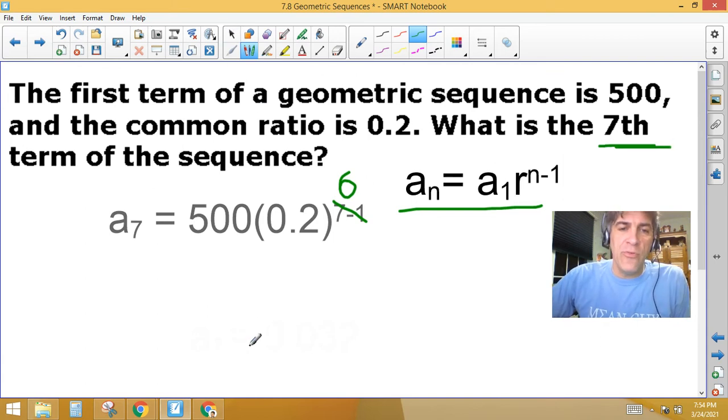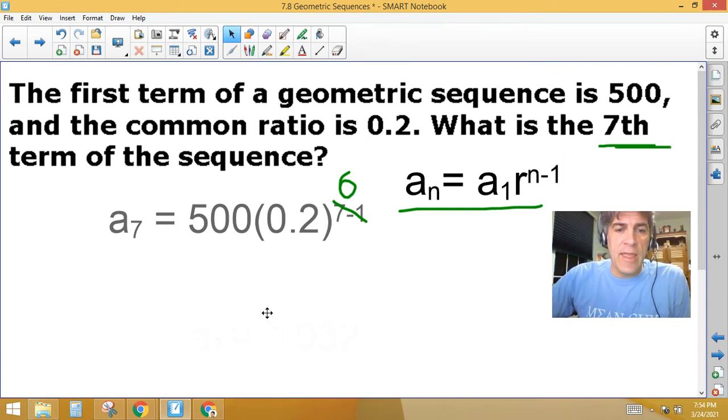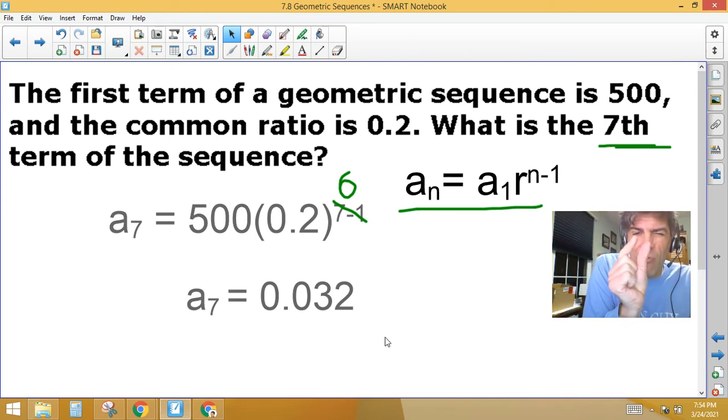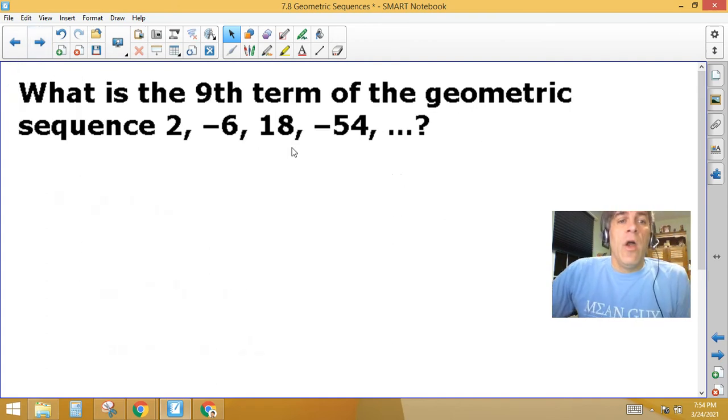I carefully compute this just like I did in the past, and I get a very small number, 32 thousandths. All right, 32 thousandths. That's the seventh term. It starts at 500. 6 terms later, it's all the way down to that small of a number. All right, crazy. All right, what's the ninth term of this sequence?